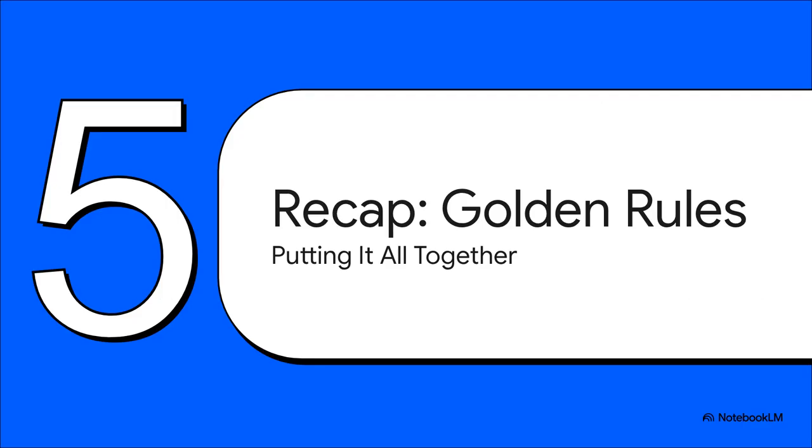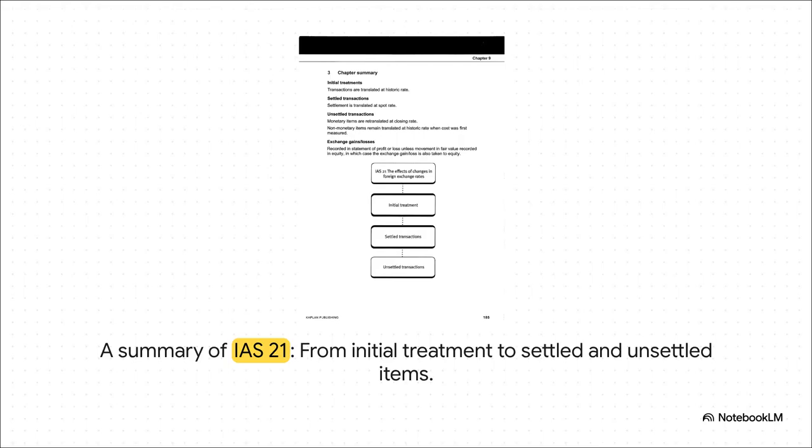Woo, we have covered a ton of ground, haven't we? From definitions to some pretty tricky practical examples. So let's just take a moment to zoom out and recap this entire process with a really simple visual guide. This flowchart pulls it all together so neatly. Every foreign currency transaction starts with an initial treatment. You record it at the historic rate.